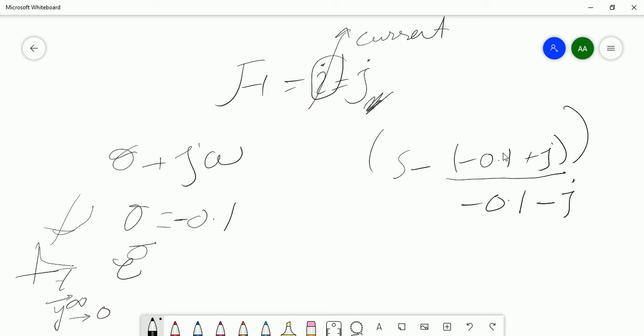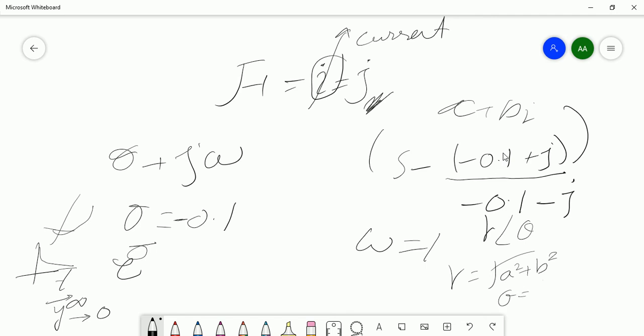Now what is important here? This is j omega. What is omega here? Omega here is 1, because plus j omega is 1. So here sigma is minus 0.1 and omega is 1. Now this is the a plus b iota form. I discussed yesterday that you have another form like the r theta form. So r is equal to under root a square plus b square, and theta is equal to tan inverse b over a. So that is the polar form.